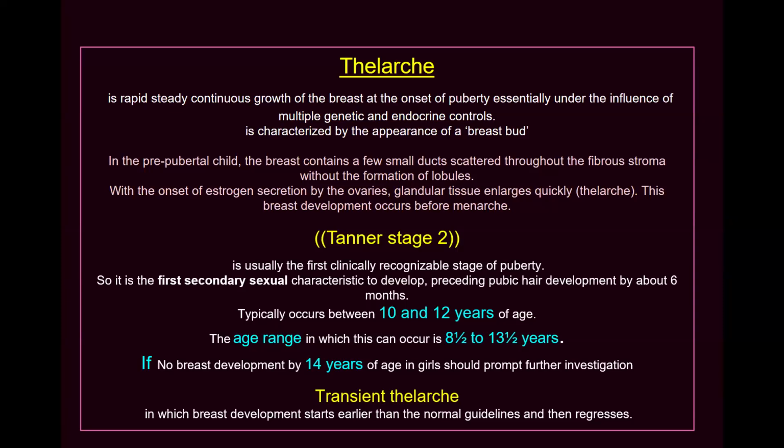So thelarche, as we mentioned, corresponds to Tanner stage 2, which is usually the first clinically recognizable stage of puberty. It is the first secondary sexual characteristic to develop, preceding pubic hair development by about 6 months. And as we mentioned, it's typically between the age of 10 and 12, ranging between 8 and 13. So if a girl does not develop breasts at the age of 14 or more, then prompt further investigation and endocrine consultation is warranted. Okay, so what is transient thelarche? Do you know what transient thelarche is? It is premature thelarche in which breast development starts earlier than normal and then regresses. Okay.